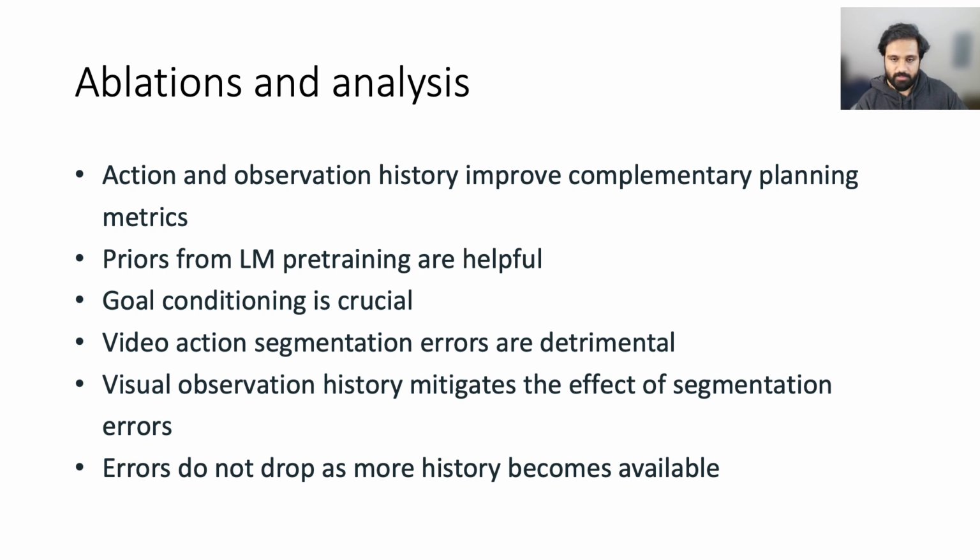Following are just a few of these. We find that action and visual history improve complementary metrics. Specifically, while visual history improves the prediction of the immediate next action, action history helps more with the actions that follow after that. Also, as one might expect, video action segmentation errors are detrimental to the performance. However, we find that availability of the visual observation history reduces its impact on the final performance. Another surprising fact we observe is that the errors do not drop as more history becomes available. We discuss these and a few more observations in detail in the paper.